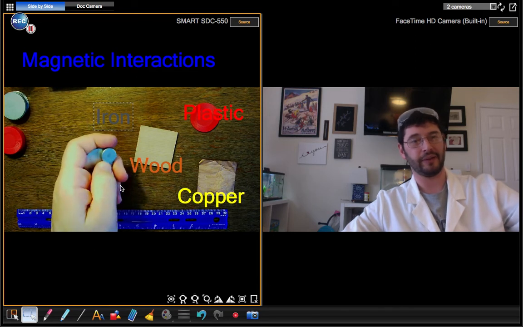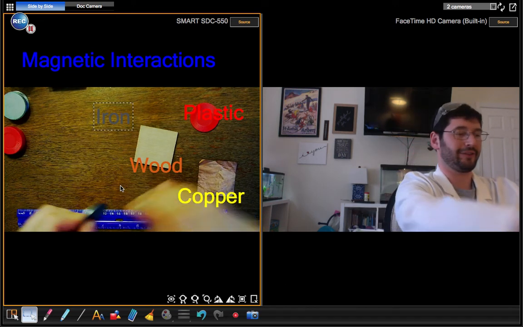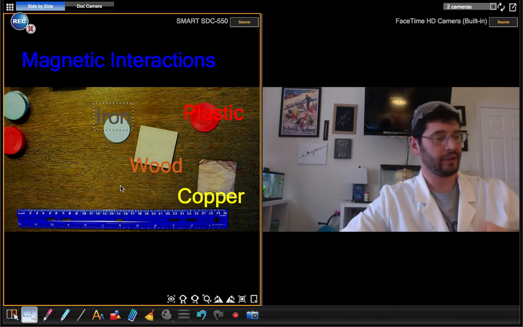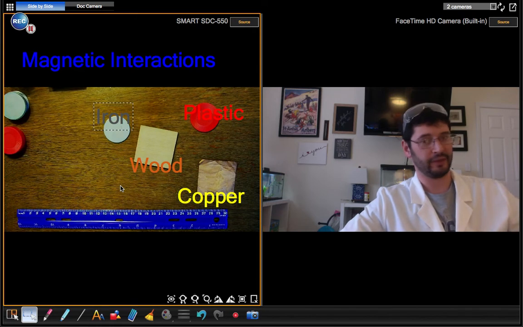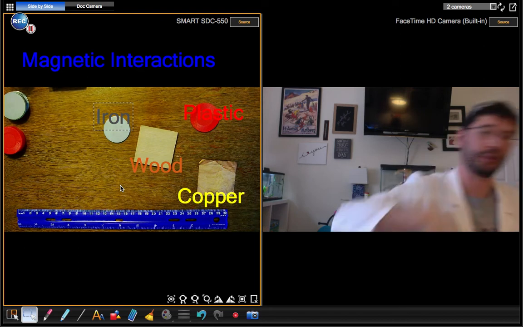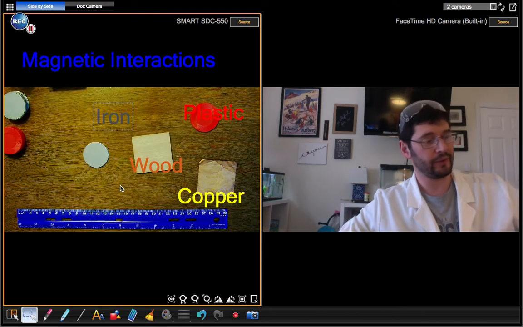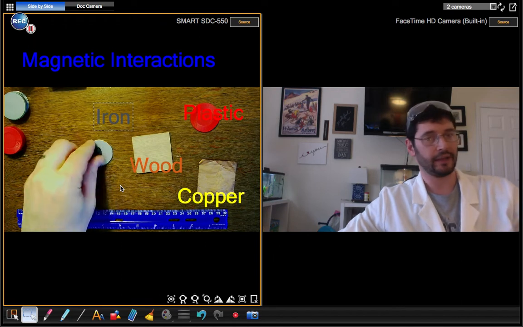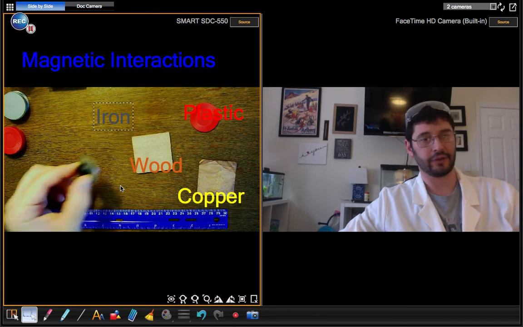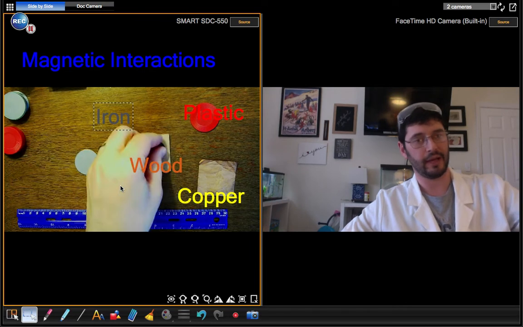Okay, so iron is definitely a material that is attracted to magnets. All right, and we're going to be looking at how different materials behave. I'm going to put the rare earth magnet away because I don't want to pinch my fingers when I'm doing the next part. We're going to look at what happens when we use different materials with our magnets, and we can see that the iron is definitely attracted to our magnets, but the other materials are not.